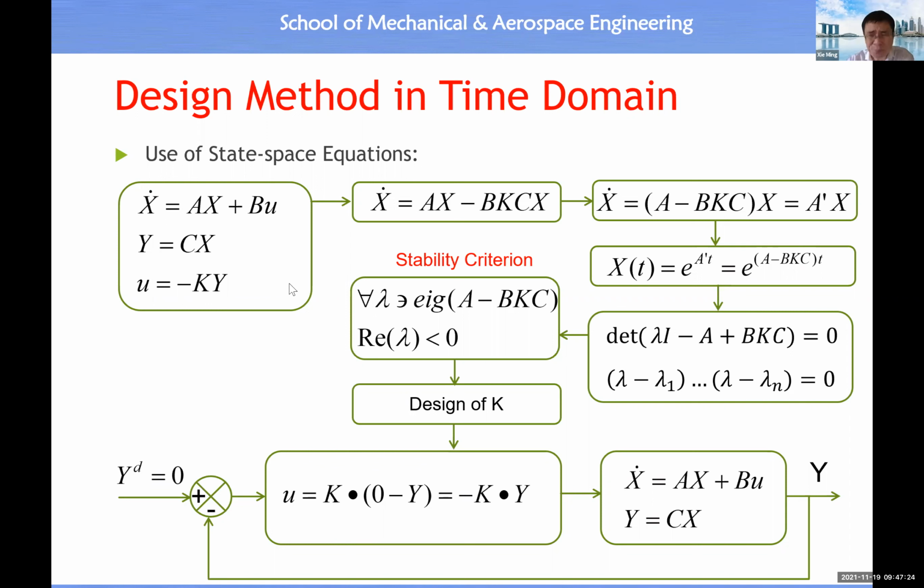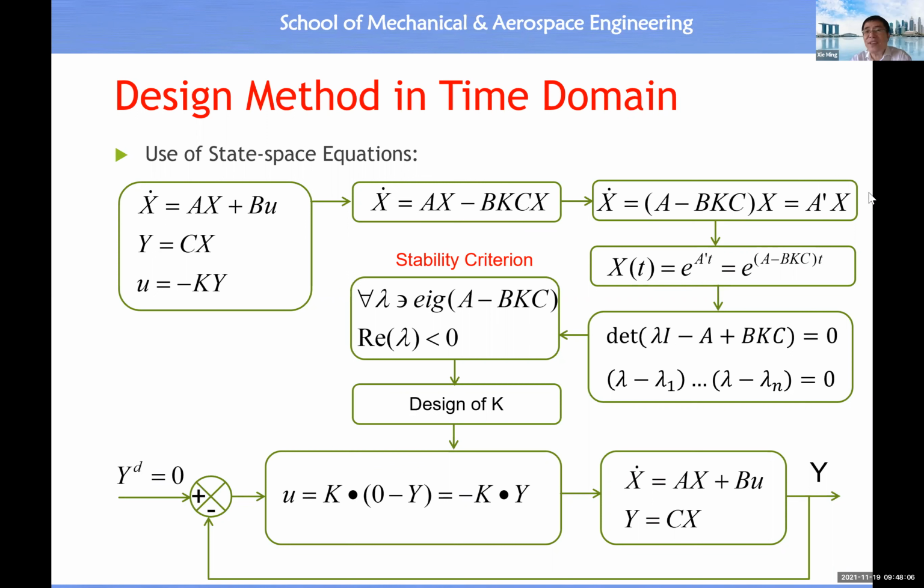So in this case, with this design scheme, you will see from here I can replace u by this one. Then inside U, you have a CX, because inside here you have a Y, and I replace Y by CX. So then X dot becomes AX minus BKCX. Then we combine these two together, and you have A minus BKC times X. This is an operation with a matrix and a vector. The result is another matrix, so we name it A prime.